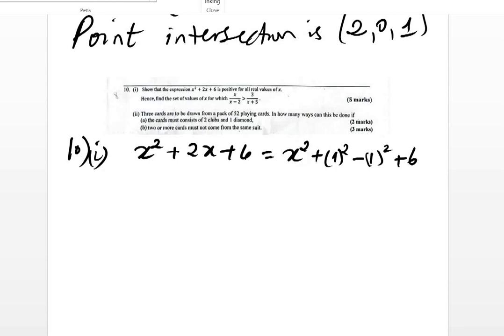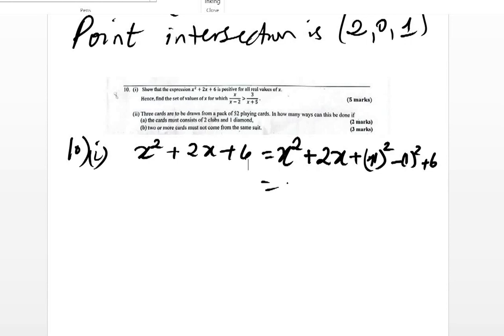Let me write it clearly. Okay, I'm saying we have x squared here plus 2x plus half it is 1, right? Half I subtract plus 6.